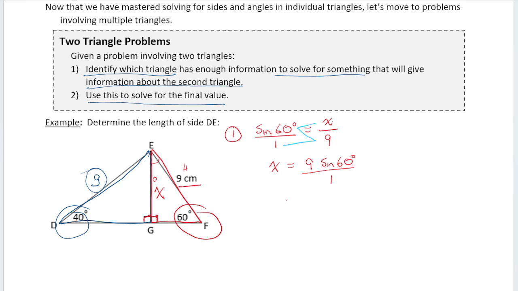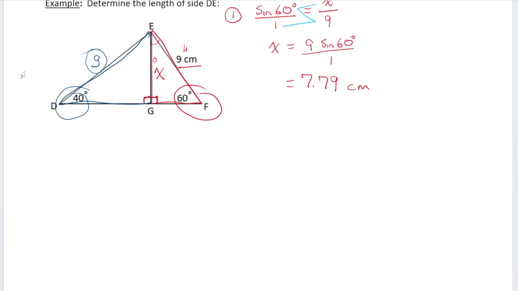So let's solve for this then. Handy dandy calculator. Make sure it is in degrees as always. 9 times the sine of 60 degrees. Divide by 1. Let's keep an extra decimal point since we're in the middle of a problem. So 7.79. Normally we do 1 decimal place for side lengths, but we're in the middle of a question. Let's keep one extra bit of information. So this is 7.79.